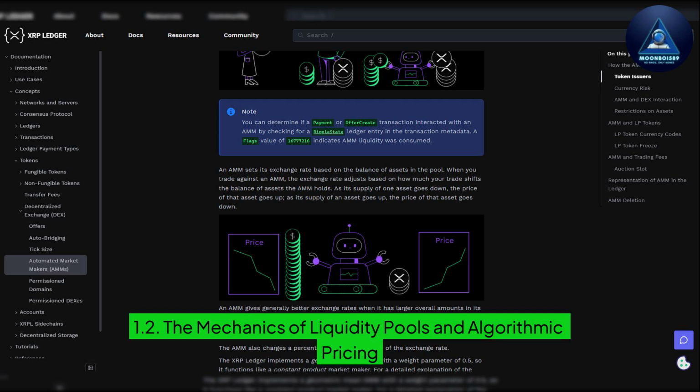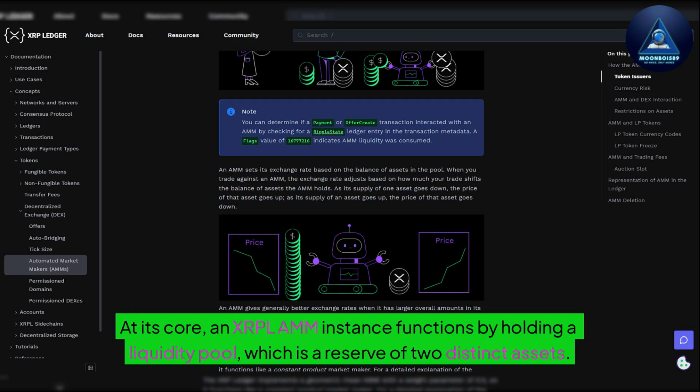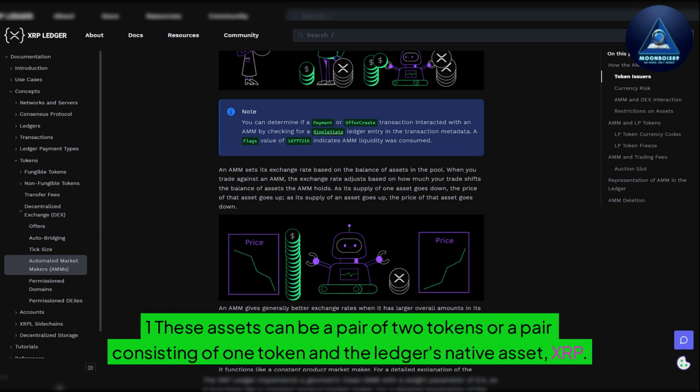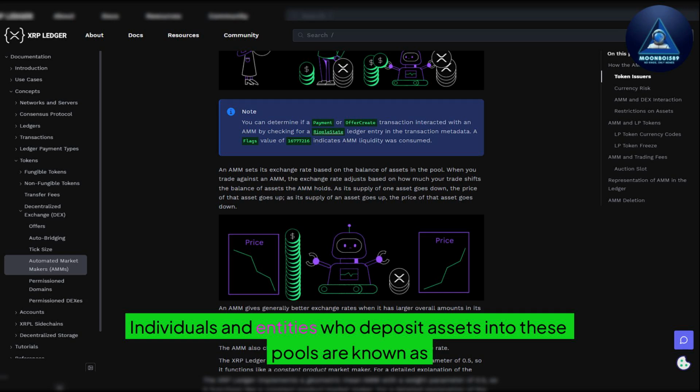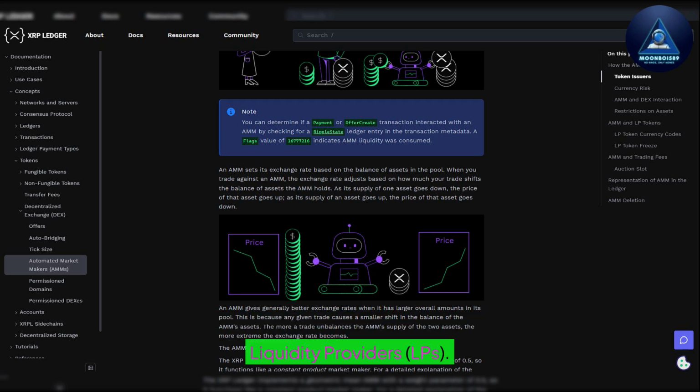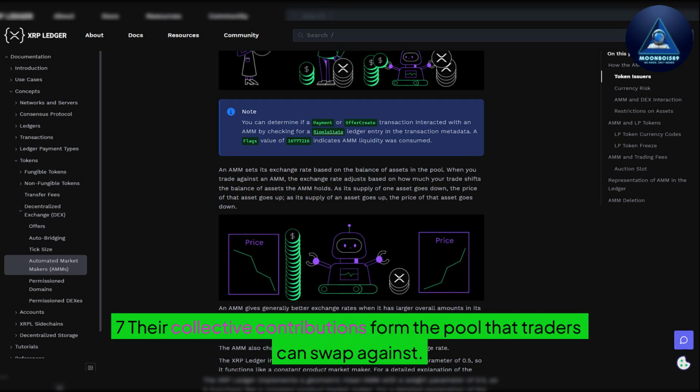1.2. The mechanics of liquidity pools and algorithmic pricing. At its core, an XRPL AMM instance functions by holding a liquidity pool, which is a reserve of two distinct assets. These assets can be a pair of two tokens, or a pair consisting of one token and the ledger's native asset, XRP. Individuals and entities who deposit assets into these pools are known as liquidity providers, LPs. Their collective contributions form the pool that traders can swap against.